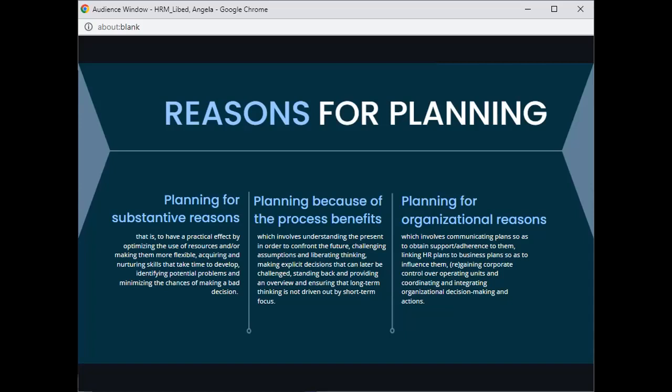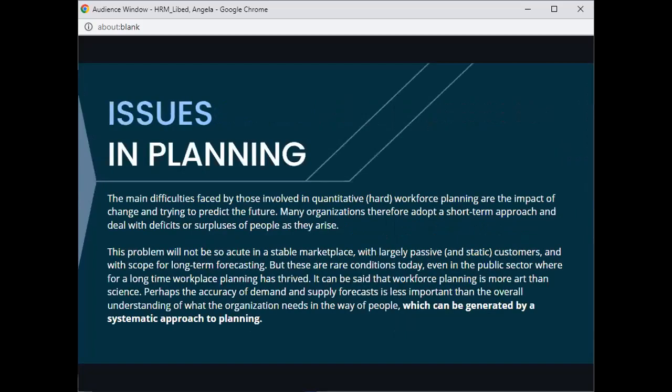Then last is planning for organizational reasons, which involves communicating plans so as to obtain support and adherence to them, linking HR plans to business plans so as to influence them, regaining corporate control over operating units, and coordinating and integrating organizational decision-making and actions. So those are the merged advantages of planning.